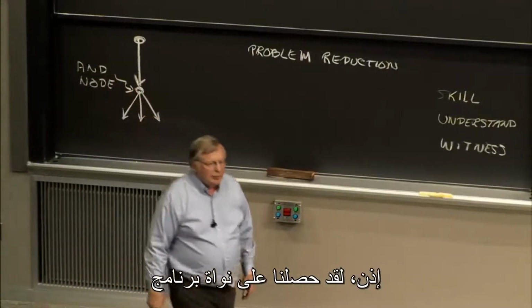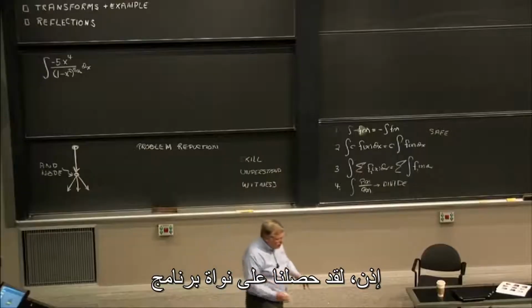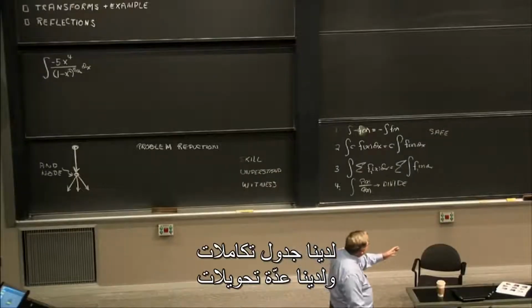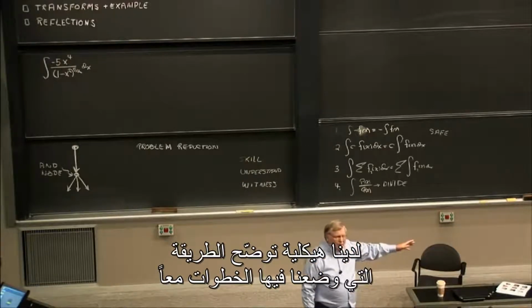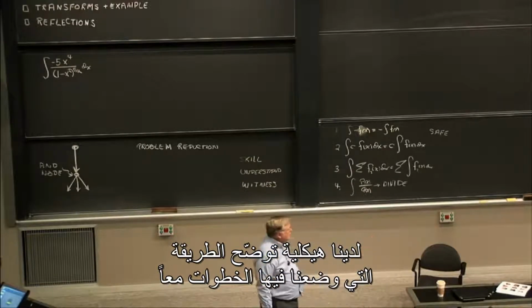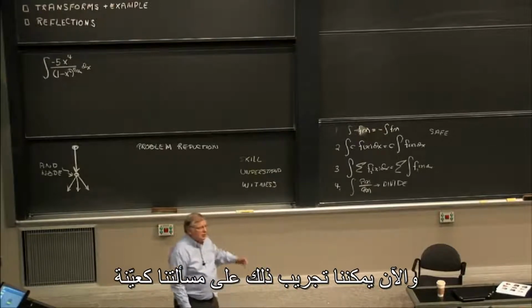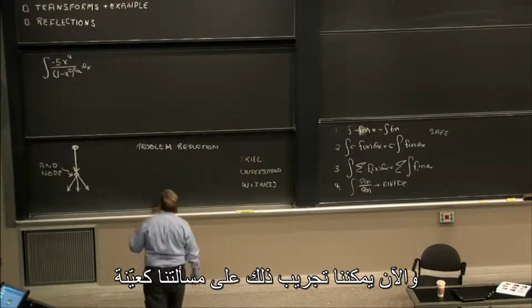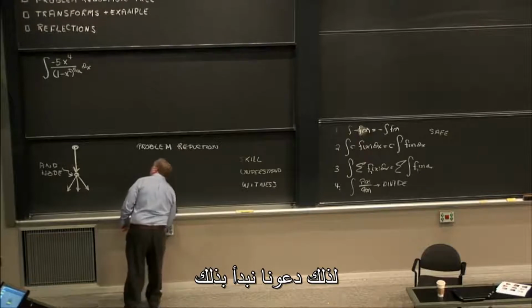So we've got a program core, we've got a table of integrals, we've got a few transformations, we've got an architecture, a way of putting that stuff together, and now we can try it out on our sample problem. So let's have a go at that.